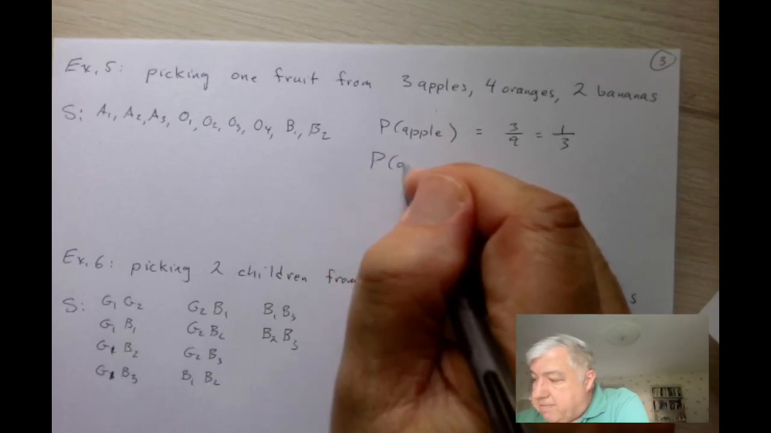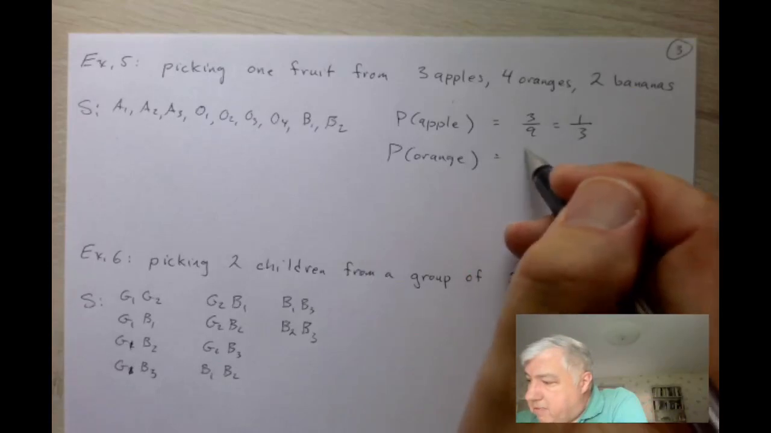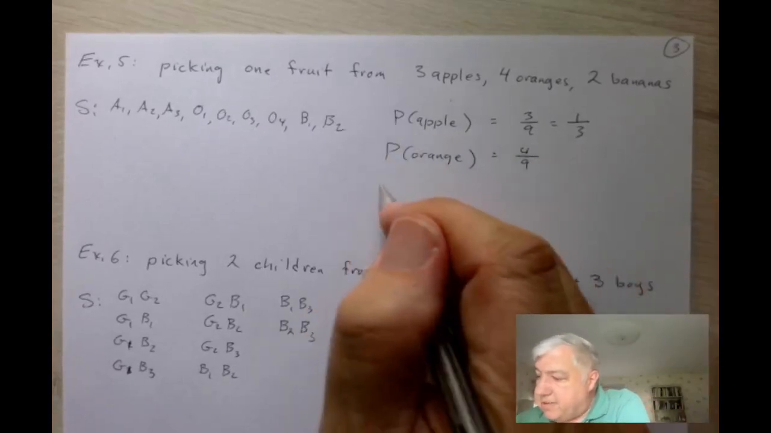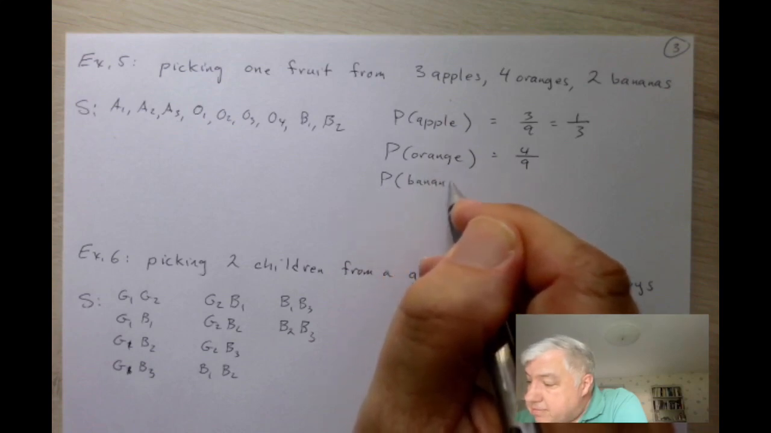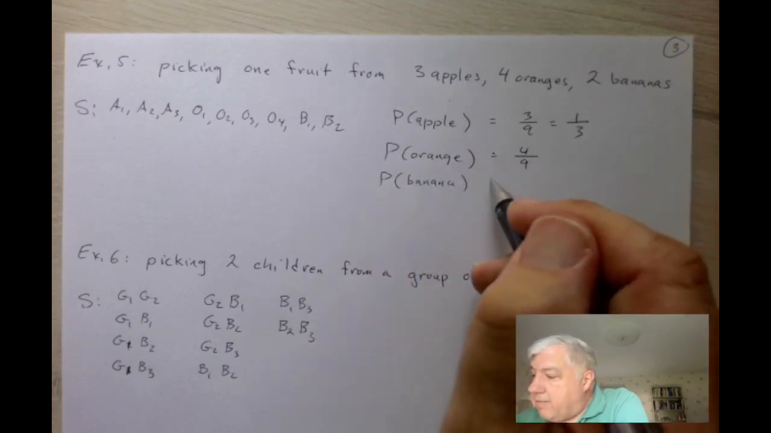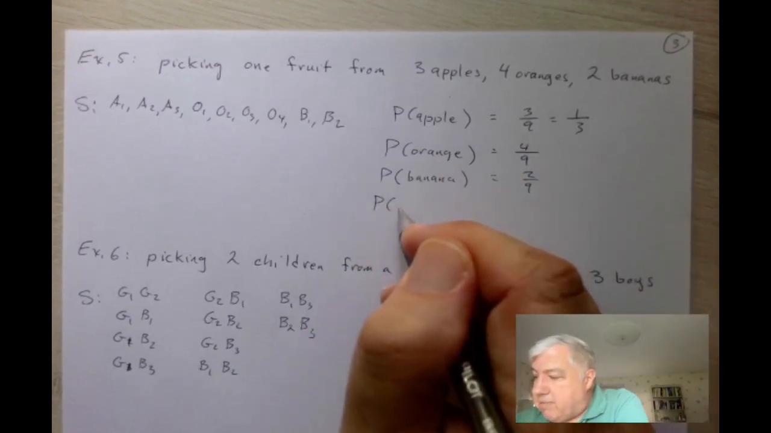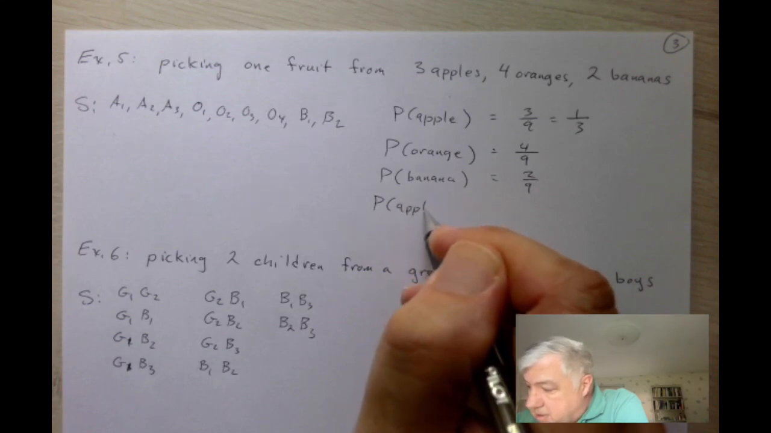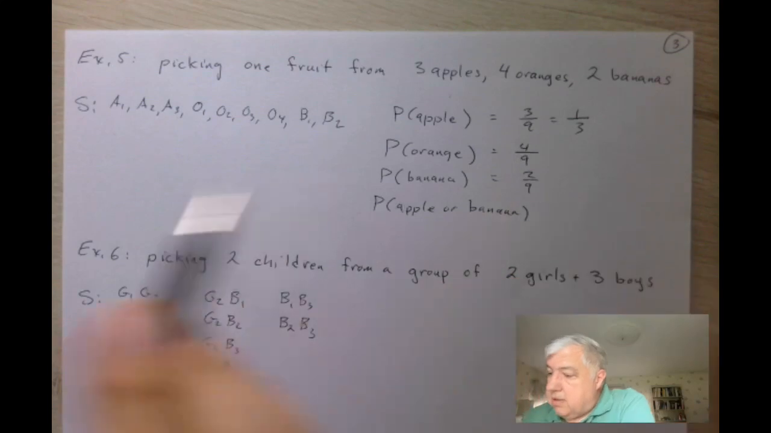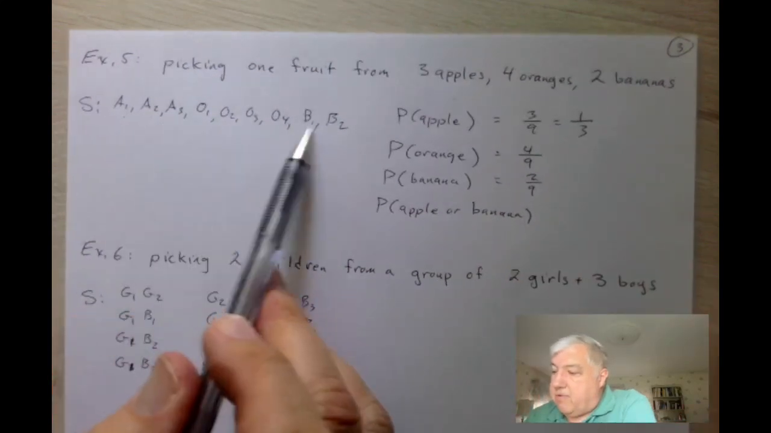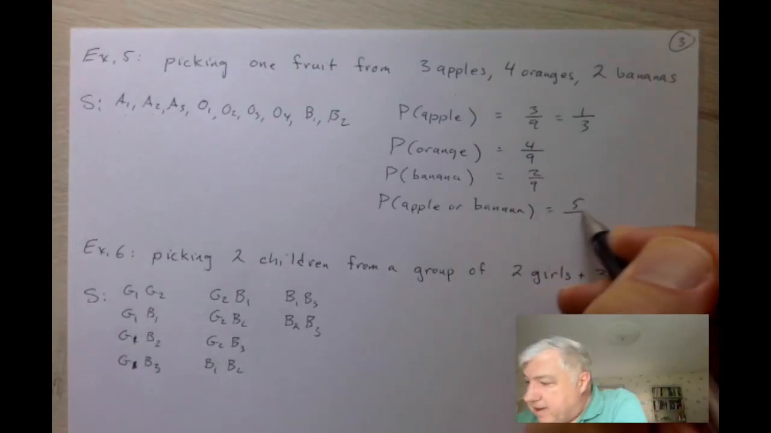The probability of picking an orange. Now there are 4 oranges, so that would be 4 out of 9, 4/9. Probability of a banana. That would be 2/9. And we can talk about some other subsets. Let's say the probability of an apple or a banana. That would be 1, 2, 3, 4, 5 possibilities that we either pick an apple or a banana. So this would be 5/9.